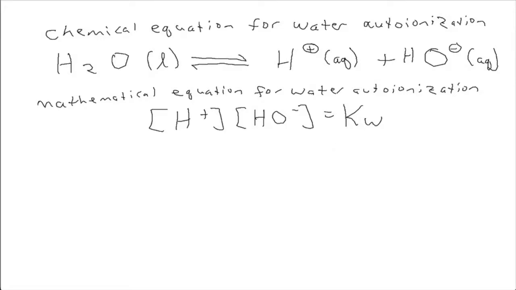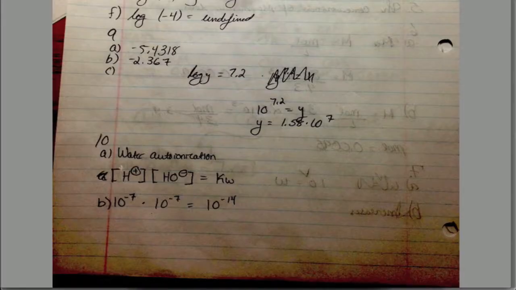All right. So for number 10, looks like we didn't quite get this correct. We didn't write down the chemical equation. This equation that you wrote down, 10 to the negative 7 times 10 to the negative 7 equals 10 to the negative 14, this is just a special case. This is the case of pure water. They're not always equal to 10 to the negative 7, so the general equation is the one that you wrote down here.